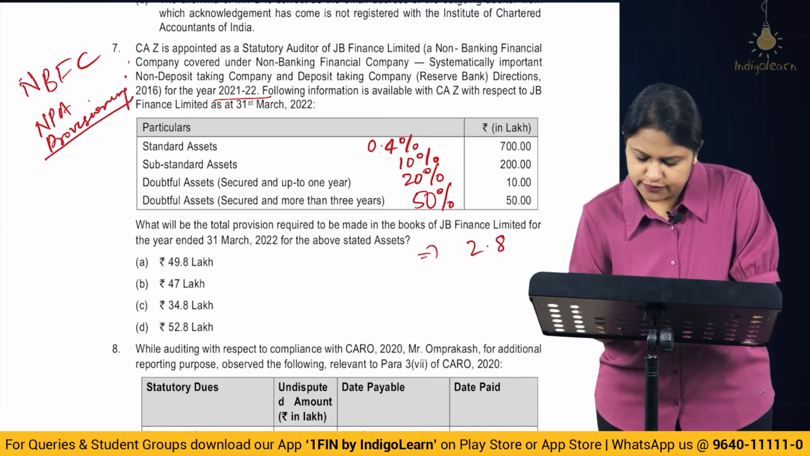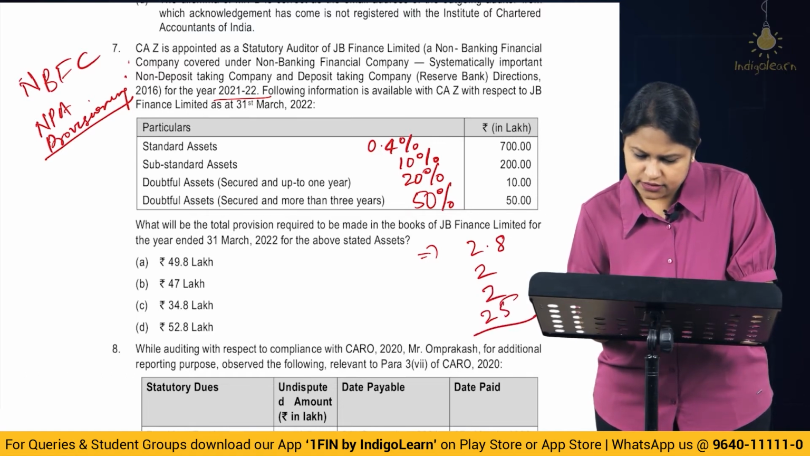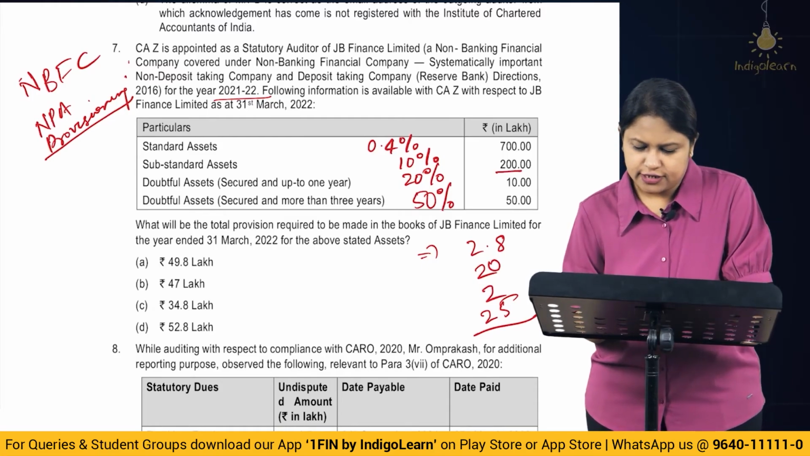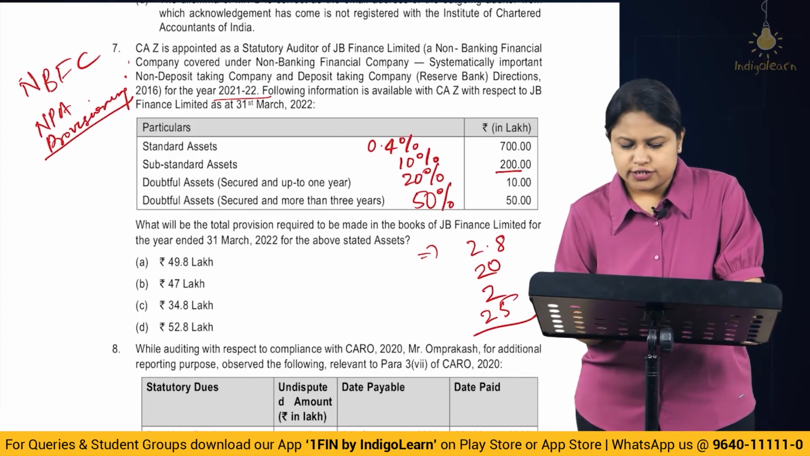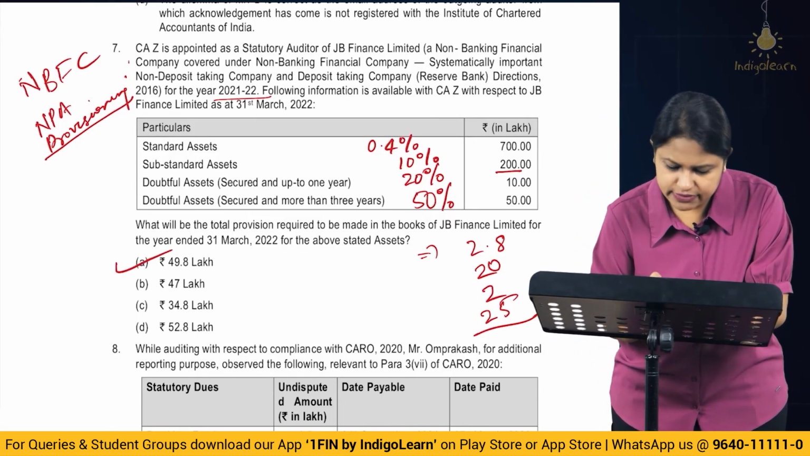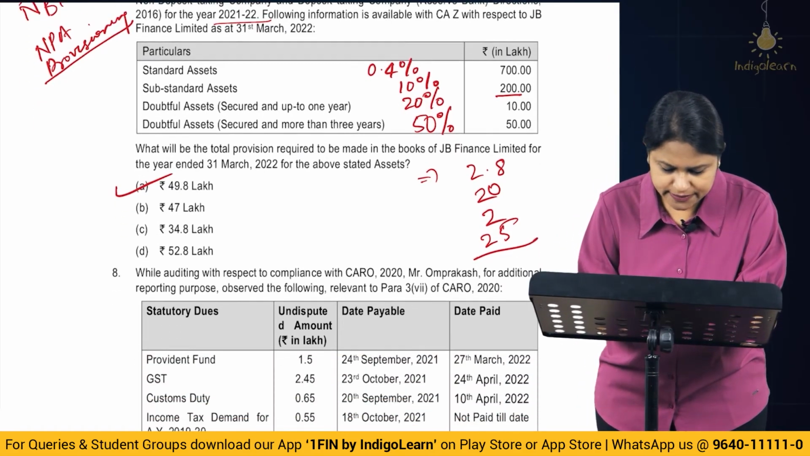10% of 200 is going to give you 2. Then 20 will again give you 2 and then 25. Correct? No, 10% is going to be 20 here. 20 into 10%. Okay? So 25, 35, 45, 46, 47, 48, 49, 49.8. Alright? So the answer will be 49.8 lakhs. Clear? So that is the seventh one.